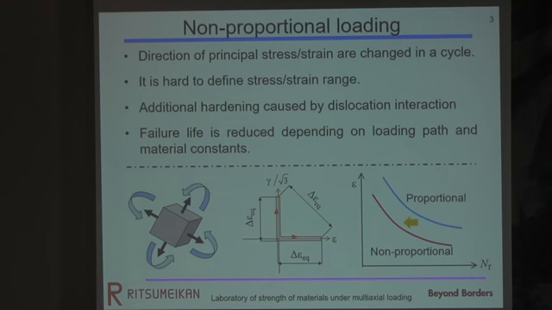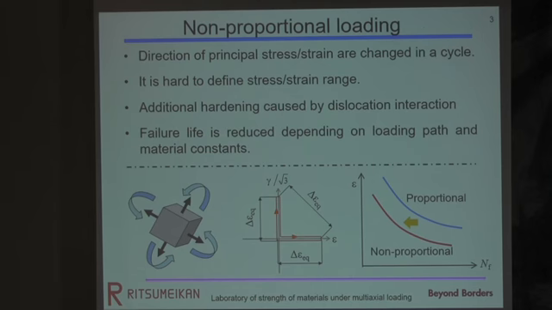Non-proportional loading is multiaxial loading in which the direction of principal stress and strain changes in a cycle. With a loading like this one, it is very hard to define the stress and strain range. In these epsilon and gamma coordinates, this loading is non-proportional loading. So what is the strain range? This one, or this one, or this one? It's very hard to define.